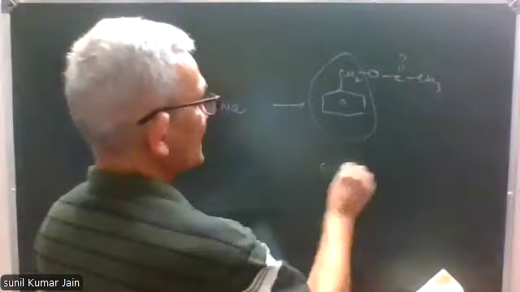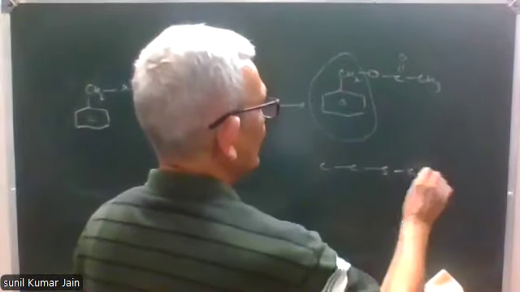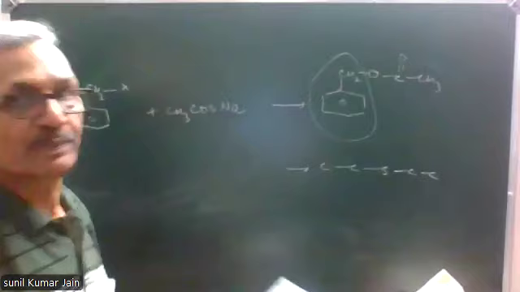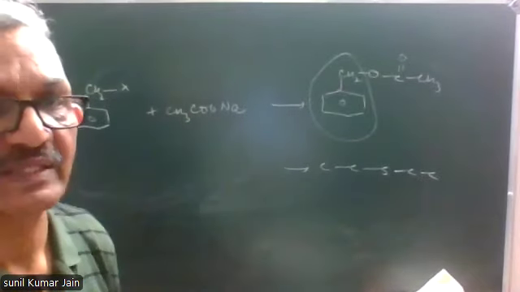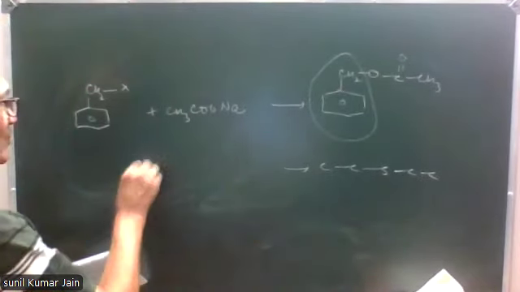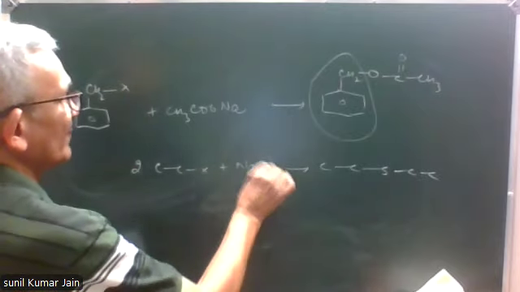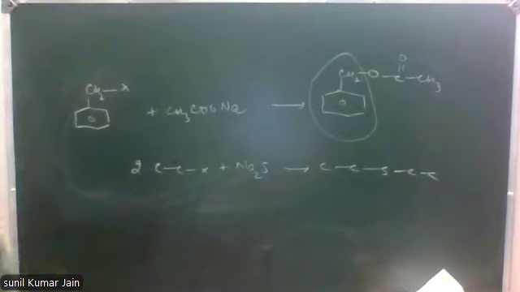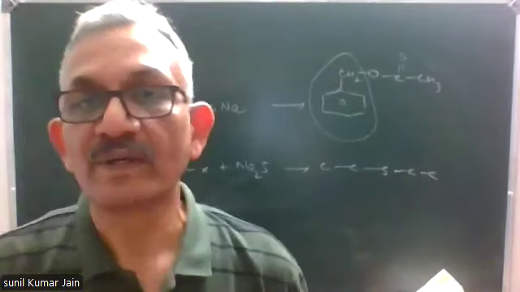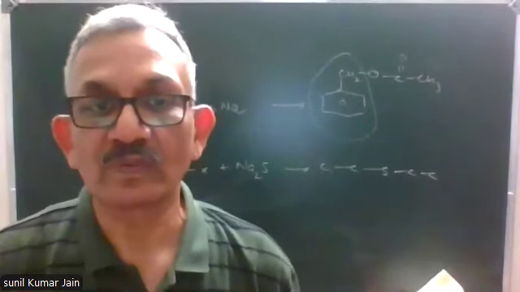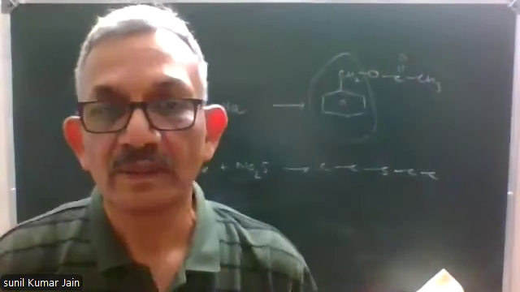Last, this is a thioether. And to prepare this, this is a symmetrical thioether. Moreover, you can use 2 molecules of haloethane and sodium sulfide. So that's how we'll prepare them.